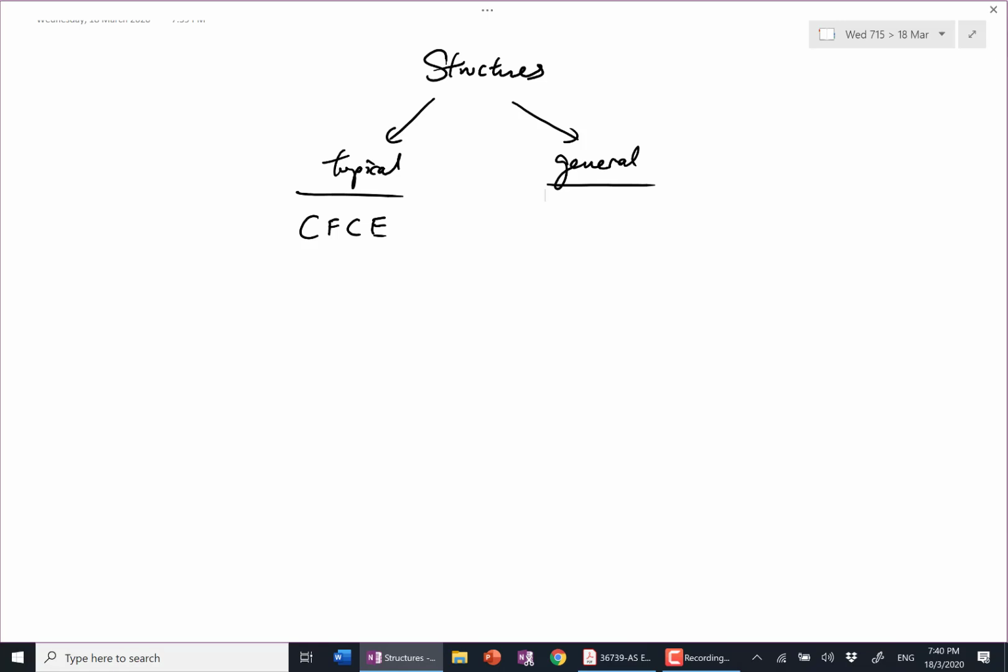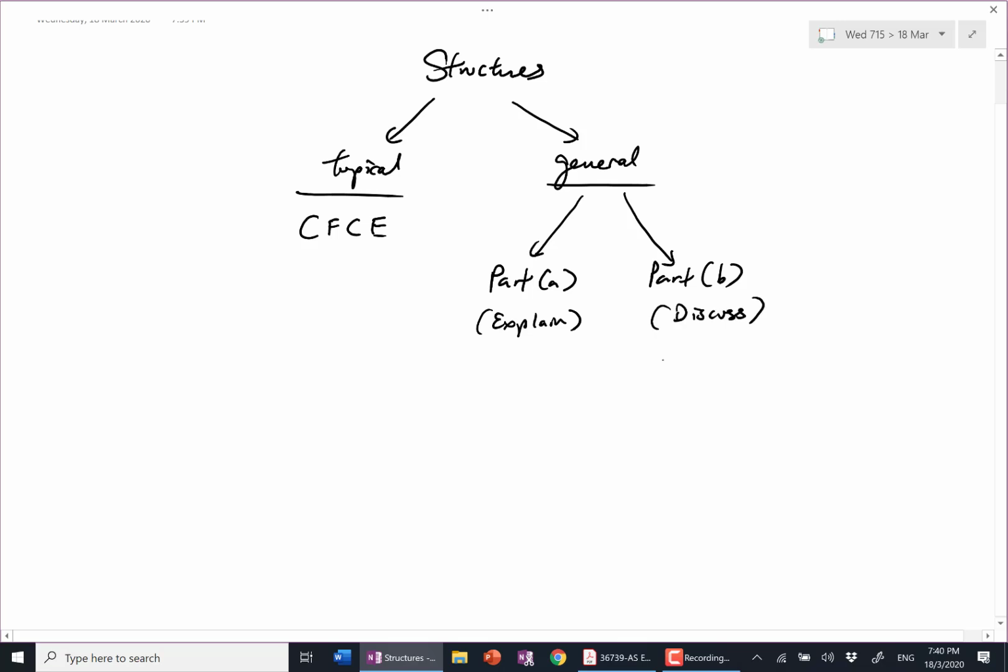Mark scheme. So I always said, if you're writing an essay, part A versus part B. Part A, 10 marks, they ask you to explain, right? Part B, 15 marks, they ask you to discuss. This is level 3 plus evaluation. Level 3 is for having two sides: balance, content, context.